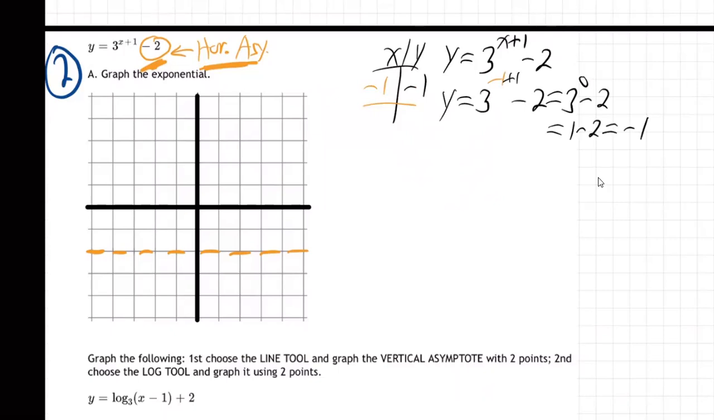You plug in, so remember, let me write a note again. You start with an x that makes the power become 0. So that made the power become 0. -1 plus 1 made the power 0. All right, so that's our first point. Back 1, down 1. So it's right here. Back 1, down 1.